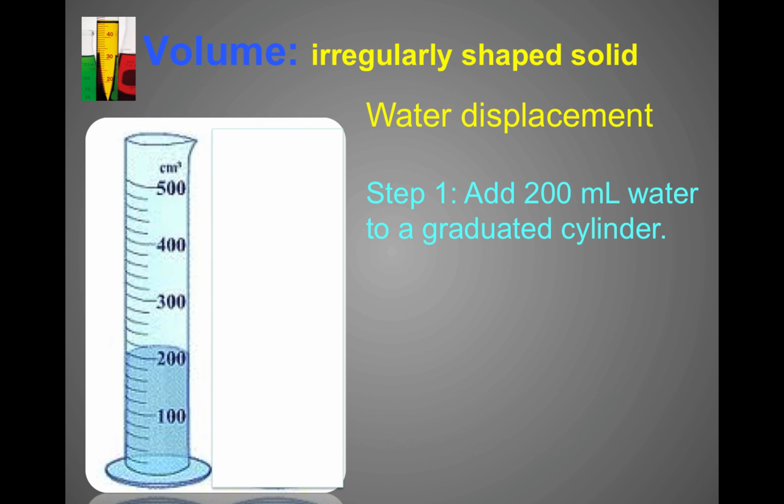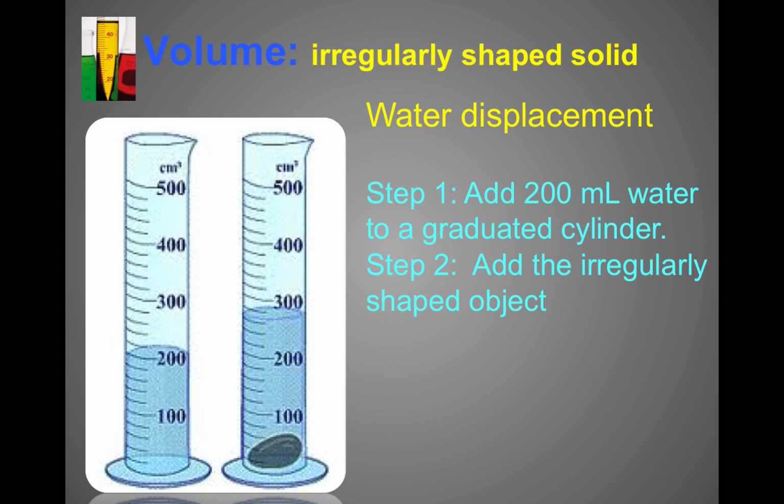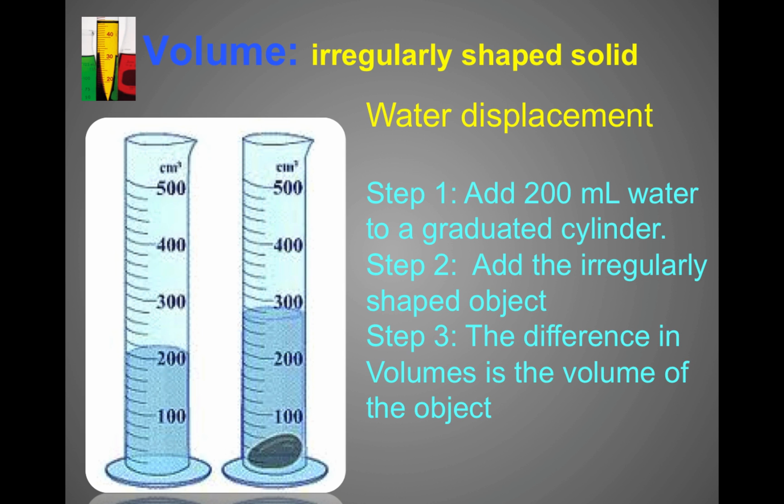Now, what about if your solid is irregularly shaped? That means there can't be a formula to find its volume. In that case, we're going to use a process called water displacement. So let's look at this example. Step 1. Add 200 milliliters of water to a graduated cylinder. Step 2. Add the irregularly shaped object. Look at that. And number 3, the difference in the volumes is the volume of the object.